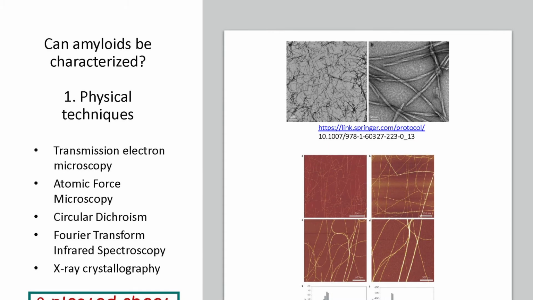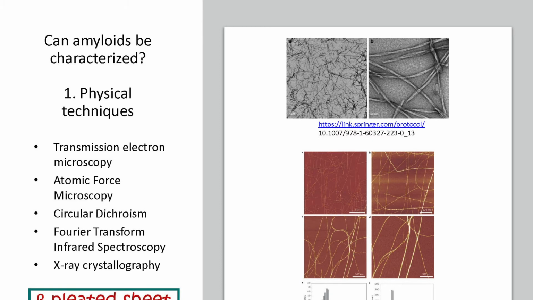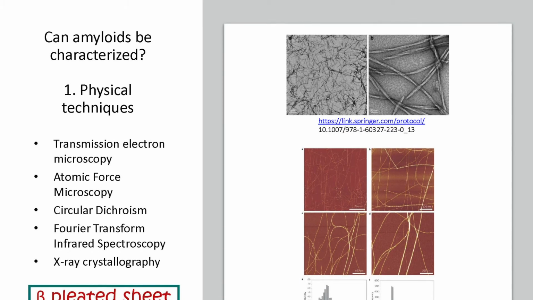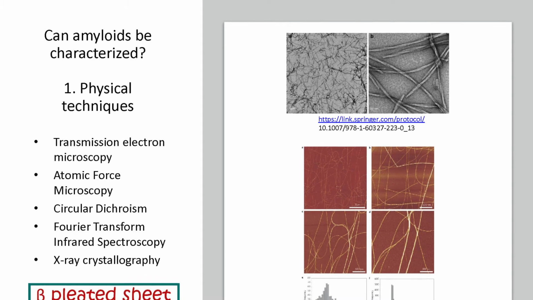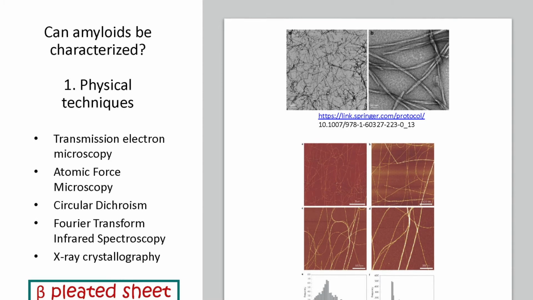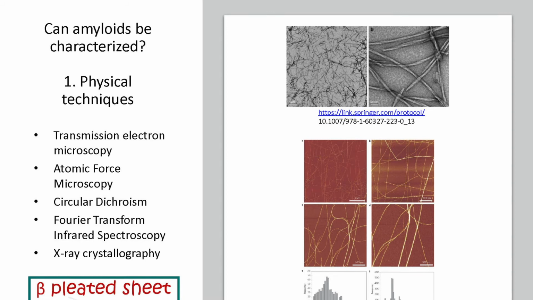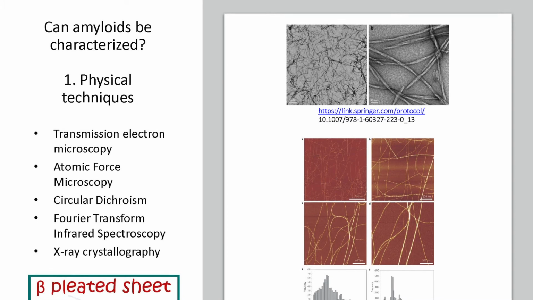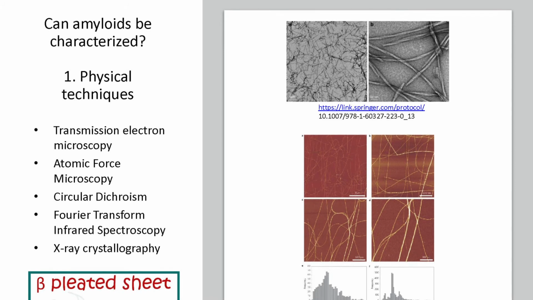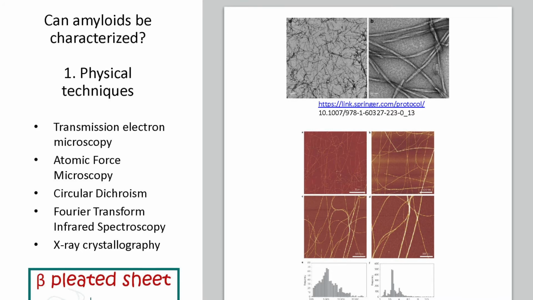Yes, amyloids can be characterized by many techniques. An important technique is the physical techniques. What is being described over here is transmission electron microscopy, atomic force microscopy, circular dichroism, Fourier transform infrared spectroscopy and X-ray crystallography, which are all biophysical means to understand amyloidogenesis. What you see in the picture over here on the right hand side is the picture of mature amyloid fibrils taken by transmission electron microscopy.